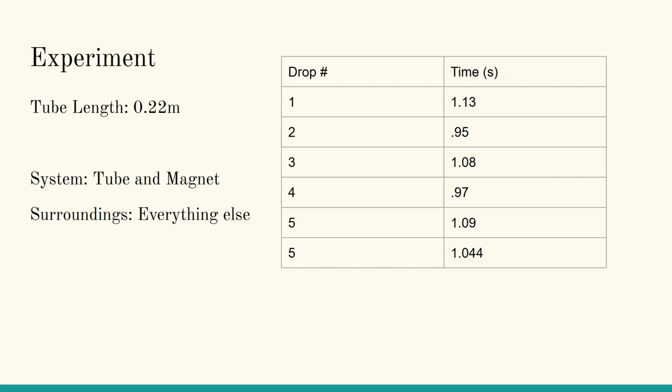I will explain the other dimensions of it in just a second. But our different times for our drops were 1.13 seconds, 0.95 seconds, 1.08 seconds, 0.97 seconds, and 1.09 seconds, giving us an average time of 1.044 seconds. And so the system was the tube and the magnet, and the surroundings were everything else.